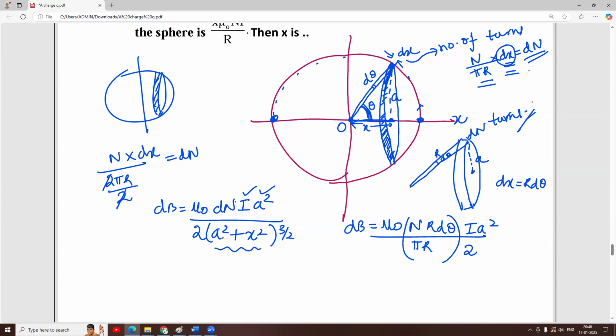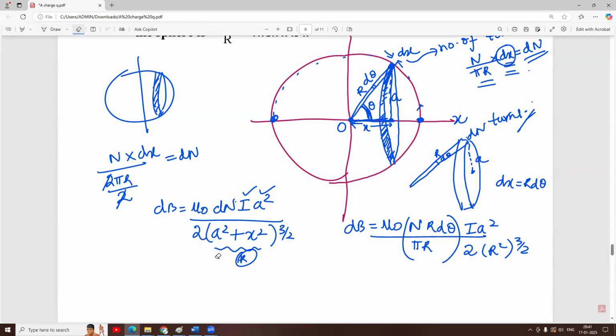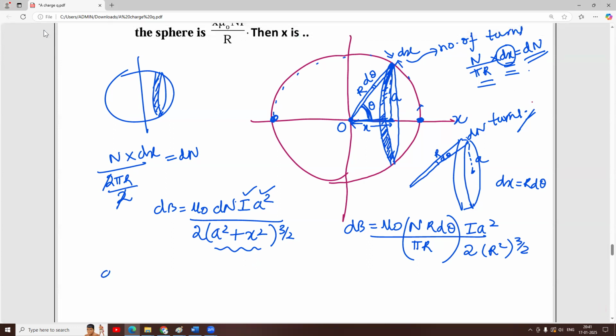A square plus x square is nothing but r square, by Pythagoras theorem. So I can write 2 into r square to the power 3 by 2. So this is r cube. The formula gets simplified very easily. So what is dB? dB is the magnetic field due to a small piece in the whole coil. dB is equal to, so r gets cancelled.